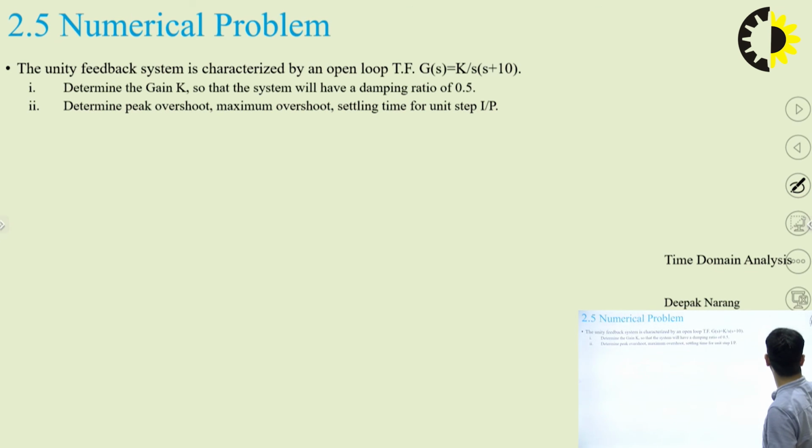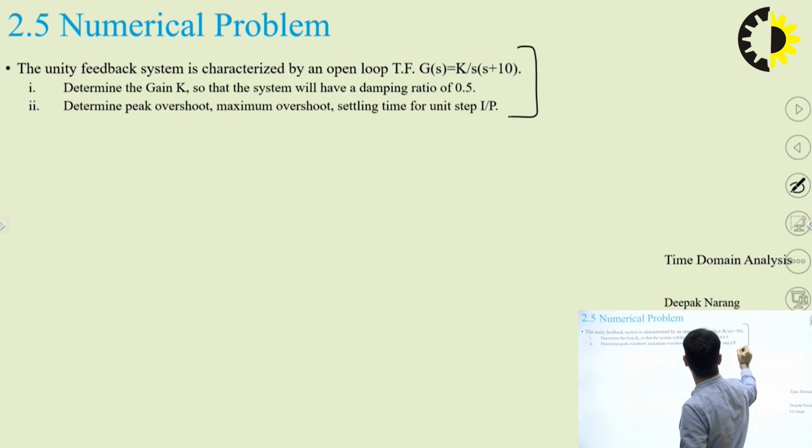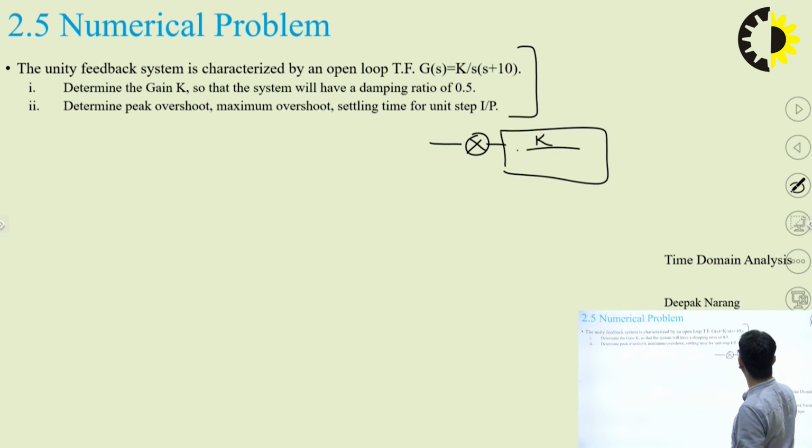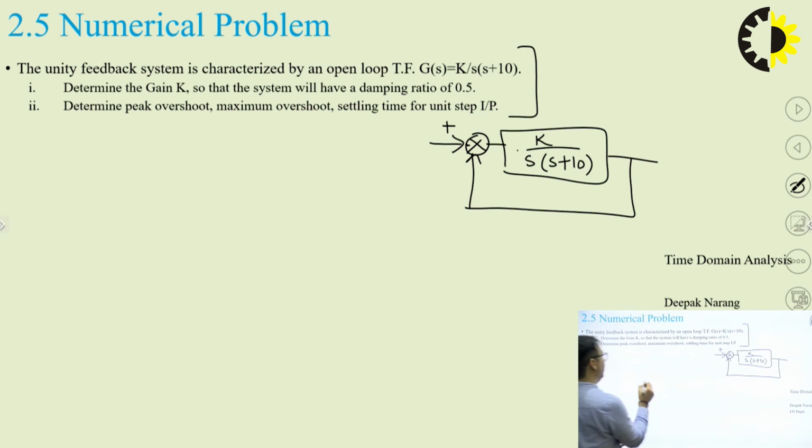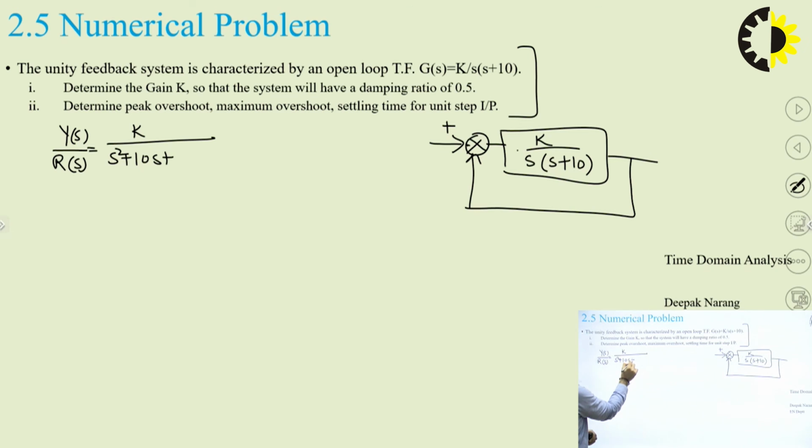Now let us consider a numerical problem for a given system. We are given this system, k upon s plus 10, which is a unity negative feedback system. For this, if we take the transfer function of this system, this becomes k upon s square plus 10s plus k. Now what is given to us? Find the value of k. This is what we are supposed to find out.